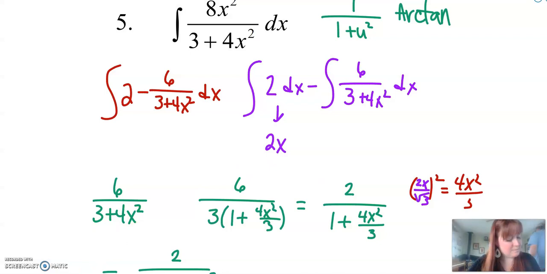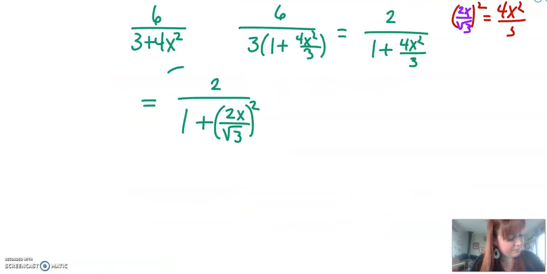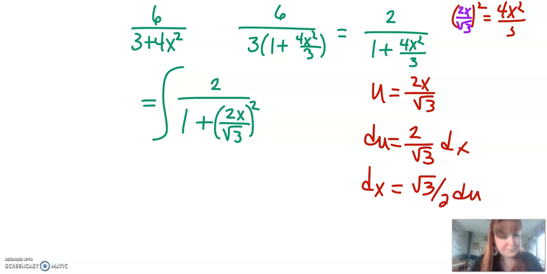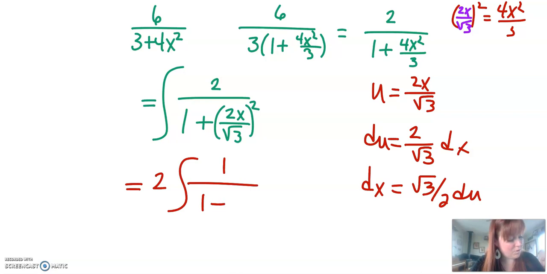So let's just do the integral down here. What is the integral of this? Well, if u equals 2x over root 3, then du equals 2 over root 3 dx, and dx equals root 3 over 2 du. Okay, and then we can just go ahead and rewrite this as 2 times the integral of 1 over 1 plus u squared du. And then we've got that root 3 over 2, so we have root 3 over 2.